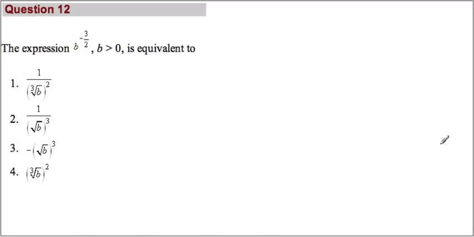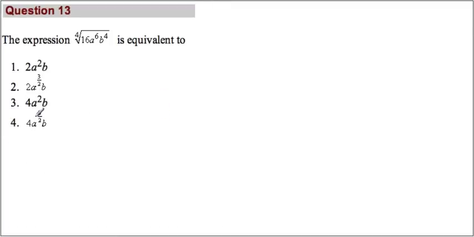Alright, number 12. Similarly, what happens? Negative means 1 over. B to the 3 over 2 power. But what does denominator 2 represent? That means a square root. And to the 3rd power. Square root to the 3rd power. Which one will that be? Choice 2 becomes our answer.